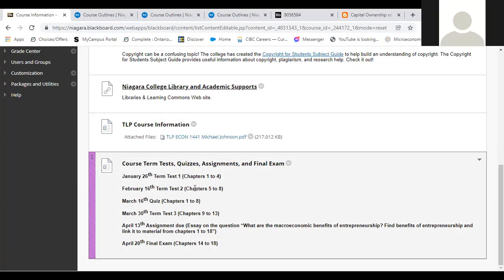Then March 30th will be term test 3, which is chapters 9 to 13. There's an assignment due on April 13th. You're going to answer the question, what are the macroeconomic benefits of entrepreneurship? You're going to find benefits of entrepreneurship and link it to material from chapters 1 to 18.